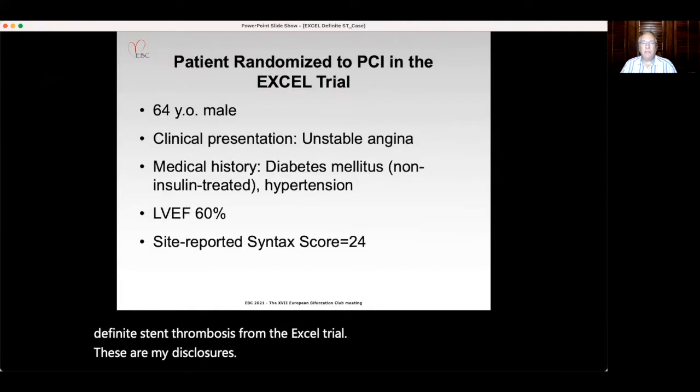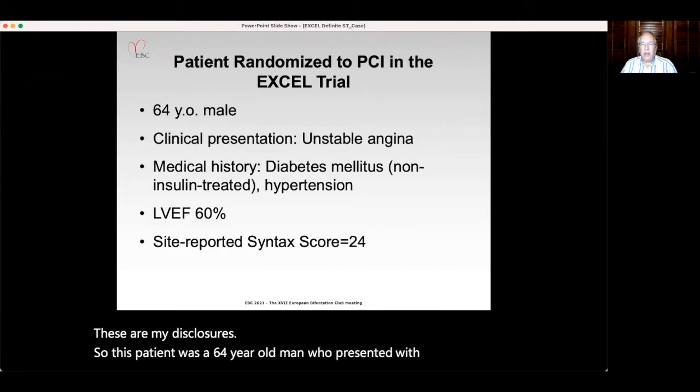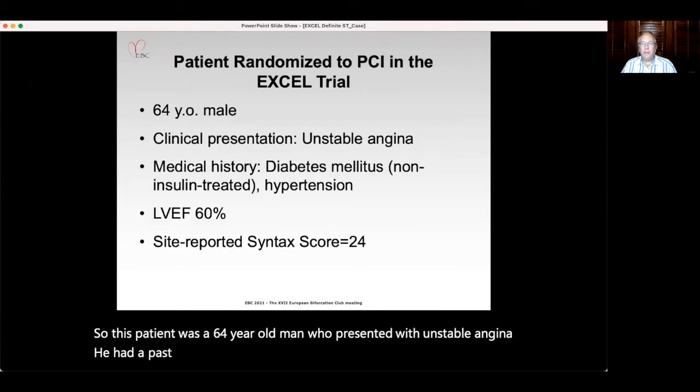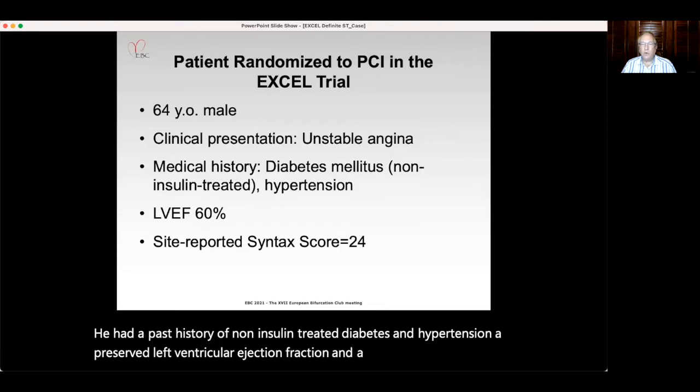So this patient was a 64-year-old man who presented with unstable angina. He had a past history of non-insulin treated diabetes and hypertension, a well-preserved left ventricular ejection fraction, and a site-reported SYNTAX score of 24.